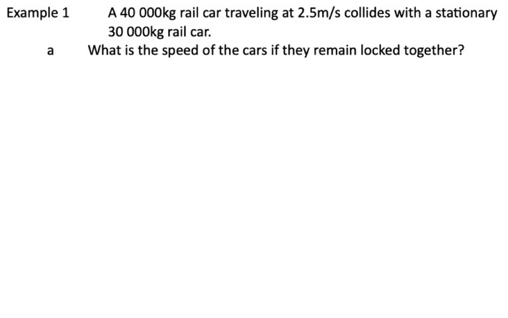So in each of these examples, it's usually better to deal with question B before we deal with question A. We have a 40,000 kg rail car traveling at 2.5 meters per second, colliding with a stationary 30,000 kg rail car. What is the speed of the cars if they remain locked together?